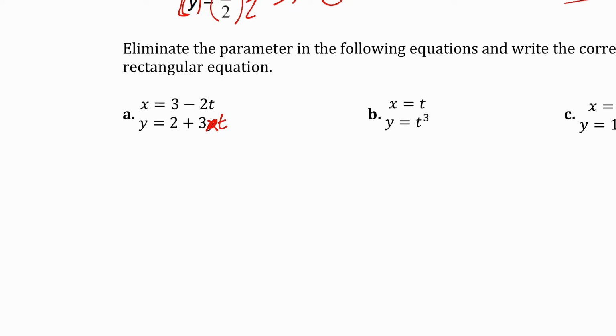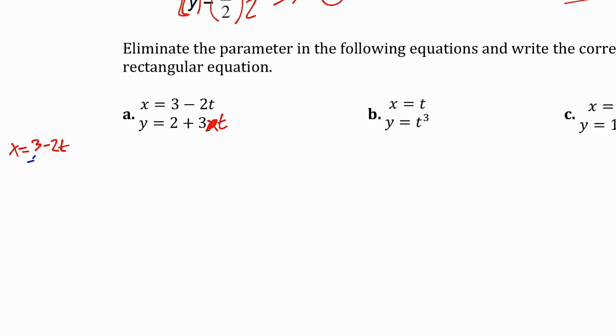But what we're going to do is take one of those equations and solve it for t and plug it into the other equation. Now it does not matter which equation you solve for t. In fact, you can pick whichever one you want. Choose whichever one looks easier to you. In this one, I'm not going to say one is easier than the other. I'm just going to take the first one just because I just feel like it. So I'm going to take the first one, x equals 3 minus 2t, and try to solve that for t.